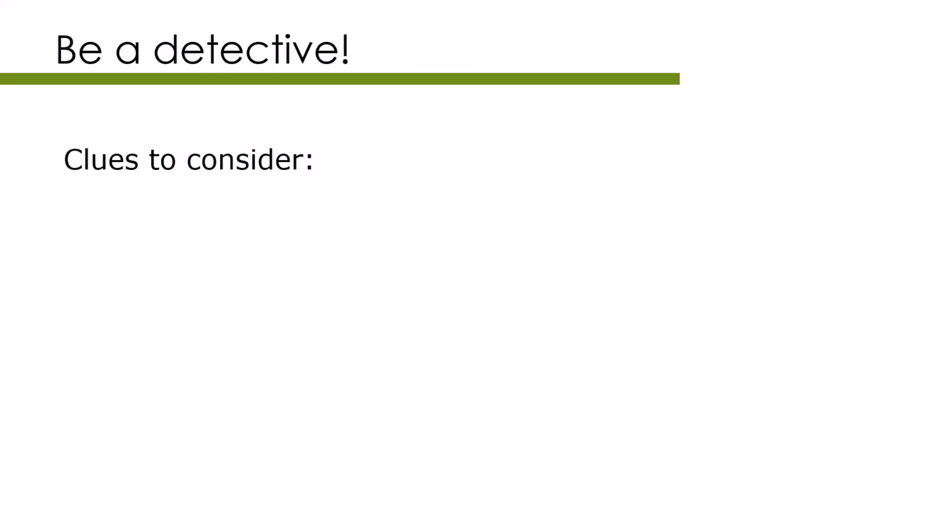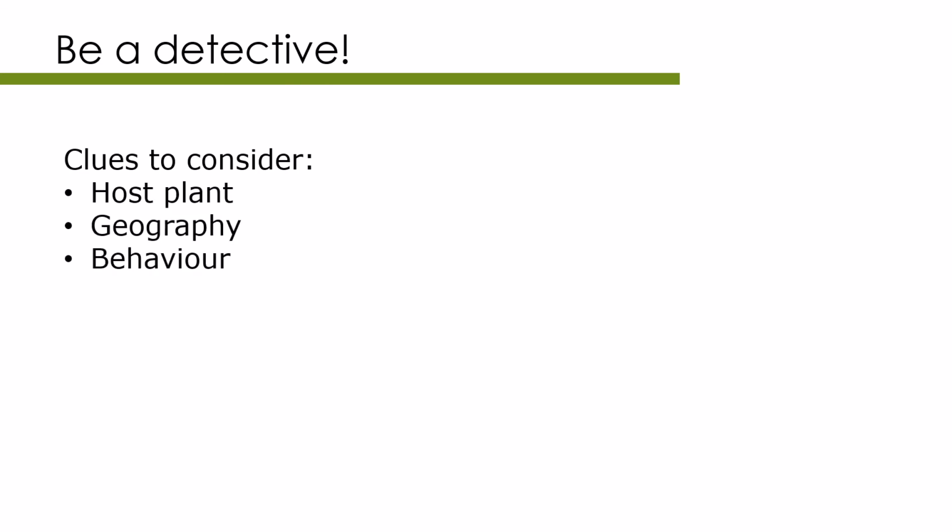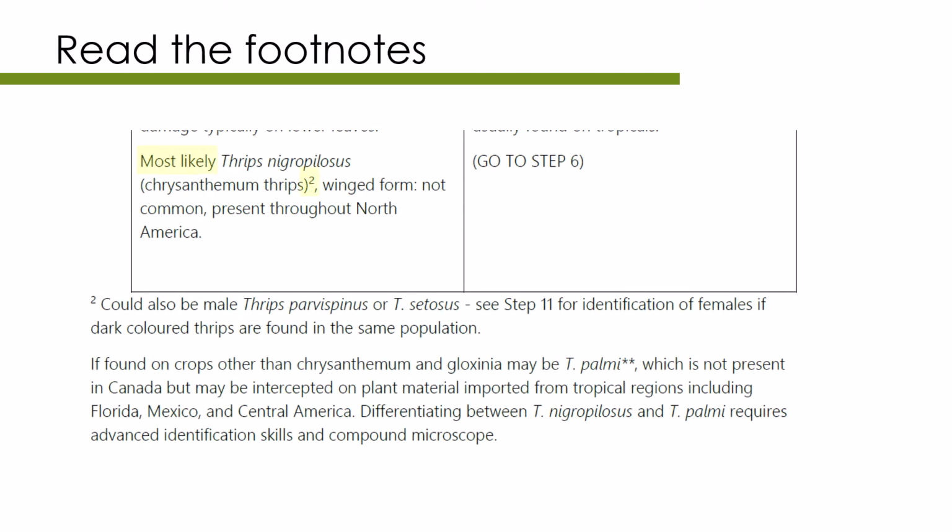Oftentimes, though, we can do a little detective work to help us verify what species we're dealing with without needing to use a compound microscope. This is where learning more about the different thrips species comes in handy. Some clues that can help you figure this out are the host plant, geography, their behavior, and the kind of damage they're causing. For many of the species in the key, we've included some additional notes to help you do this.